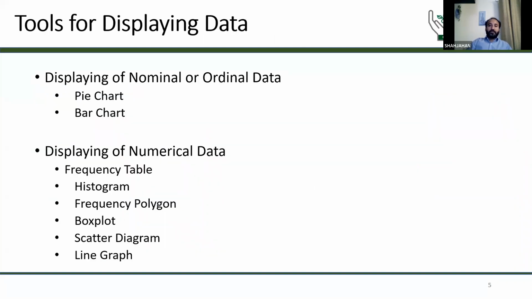So we will start with tools for displaying of the data. For displaying the data, we will start with the pie chart and the bar chart. These charts we are using for nominal and ordinal data. And for displaying numerical data, we are using the frequency table, histogram, frequency polygon, box plot, scatter diagram, and line graph. So now we will go further to discuss each one by one.